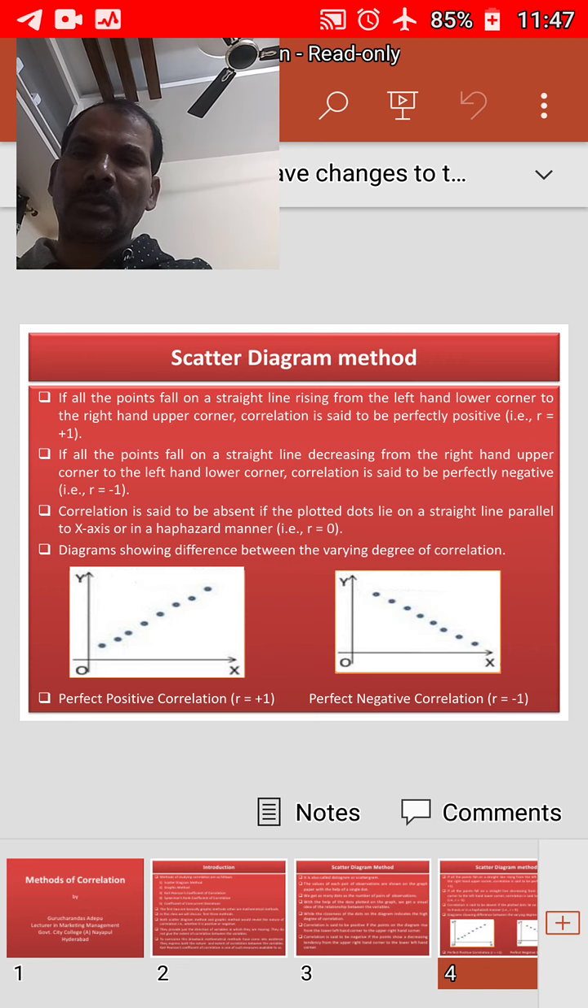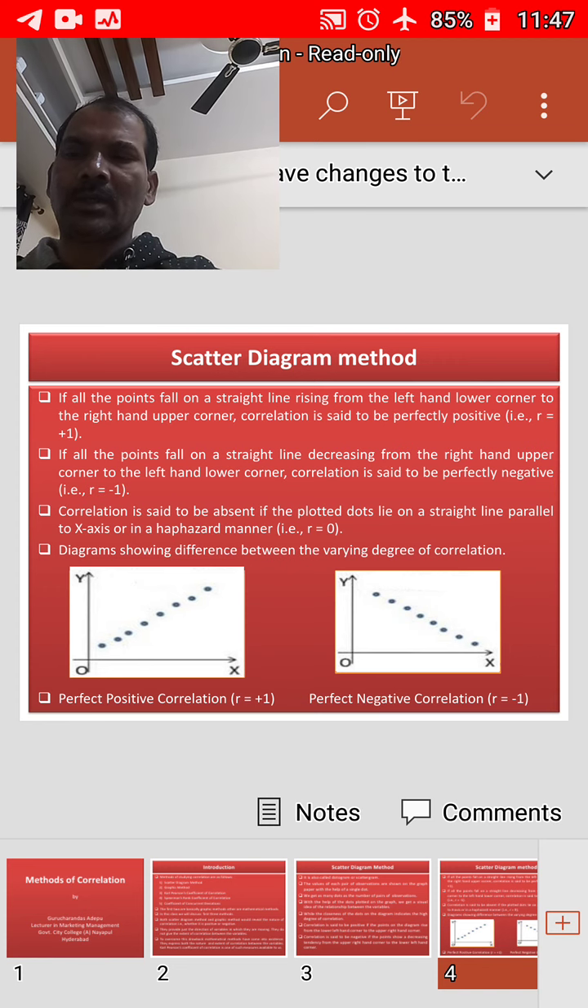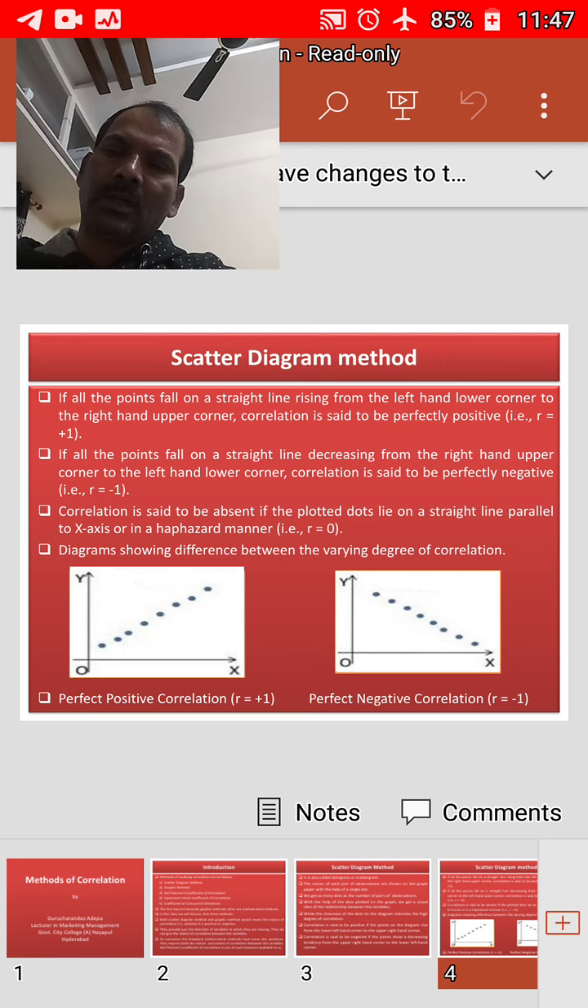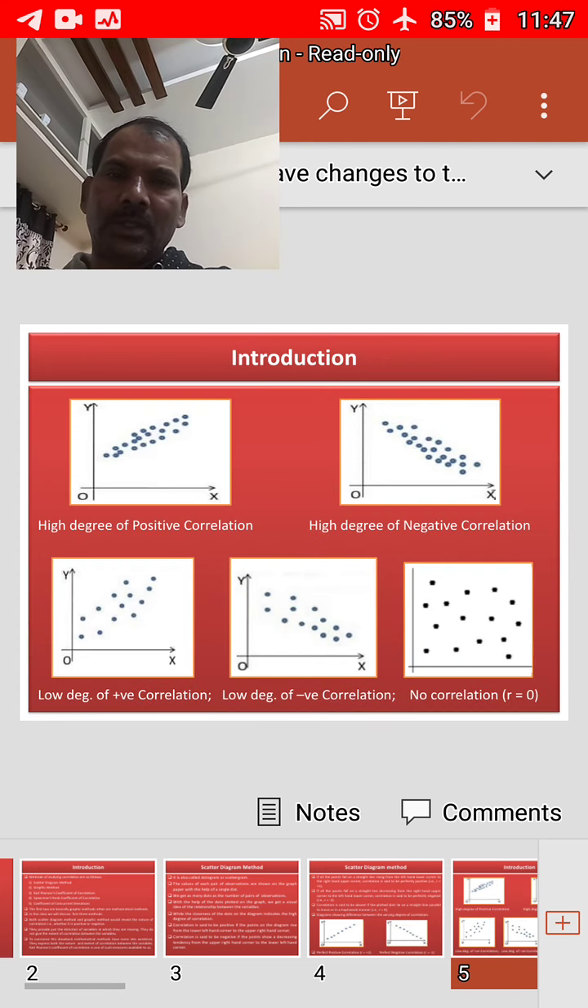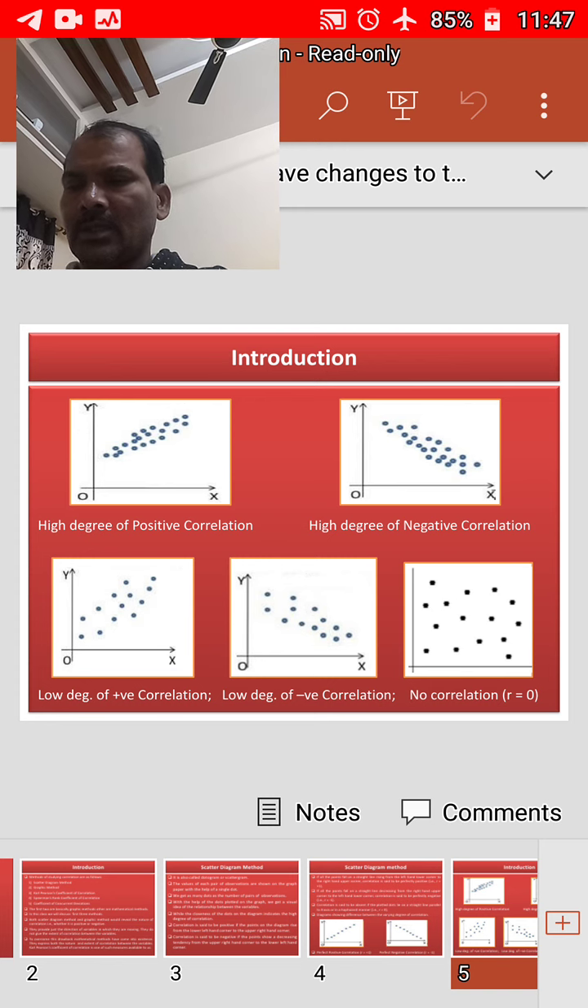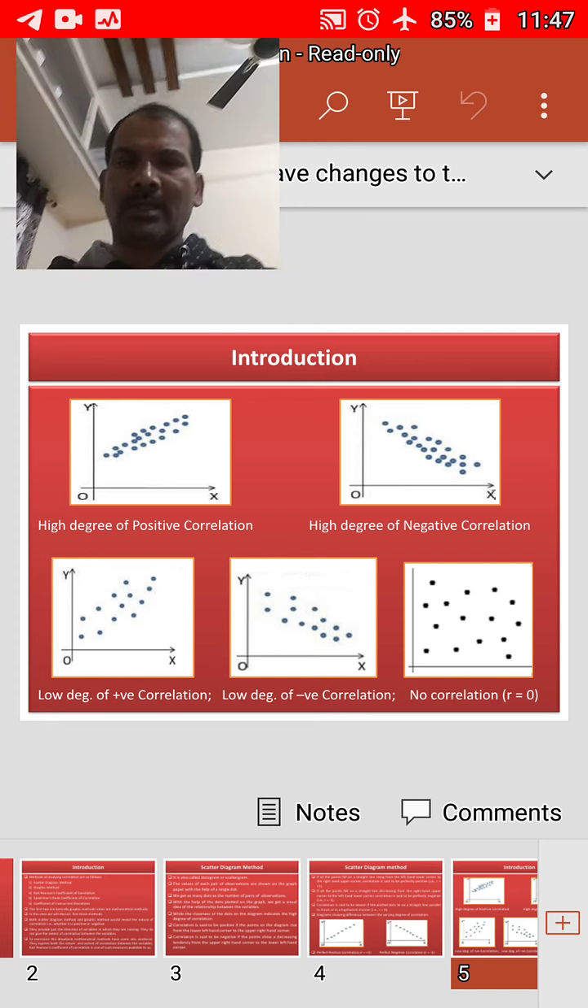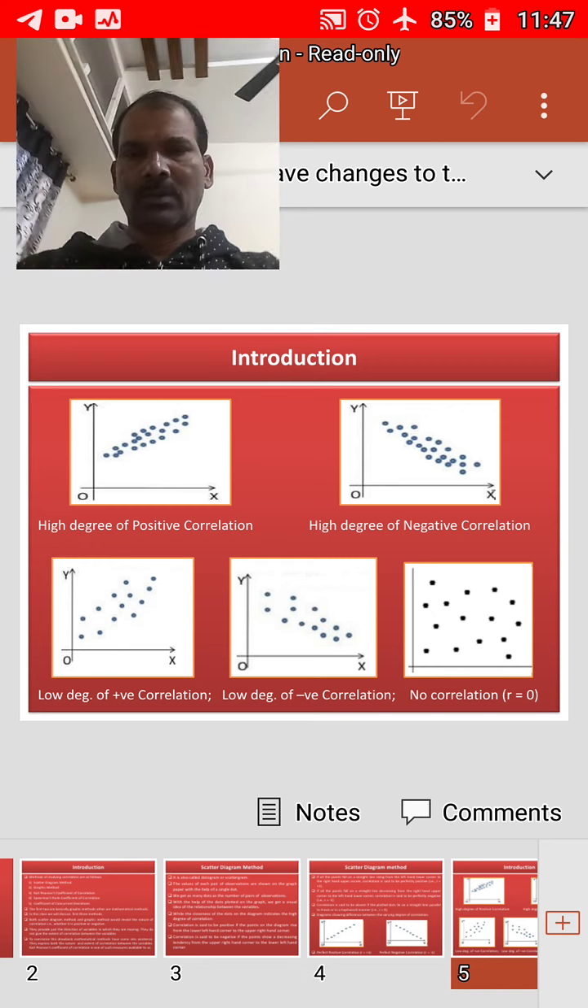That is, r is equal to -1. Correlation is said to be absent if the plotted dots lie on a straight line parallel to the x-axis or are in a haphazard manner. That is, r is equal to 0. The diagram will show us zero relationship, which you will come to know if you look at the PPT.